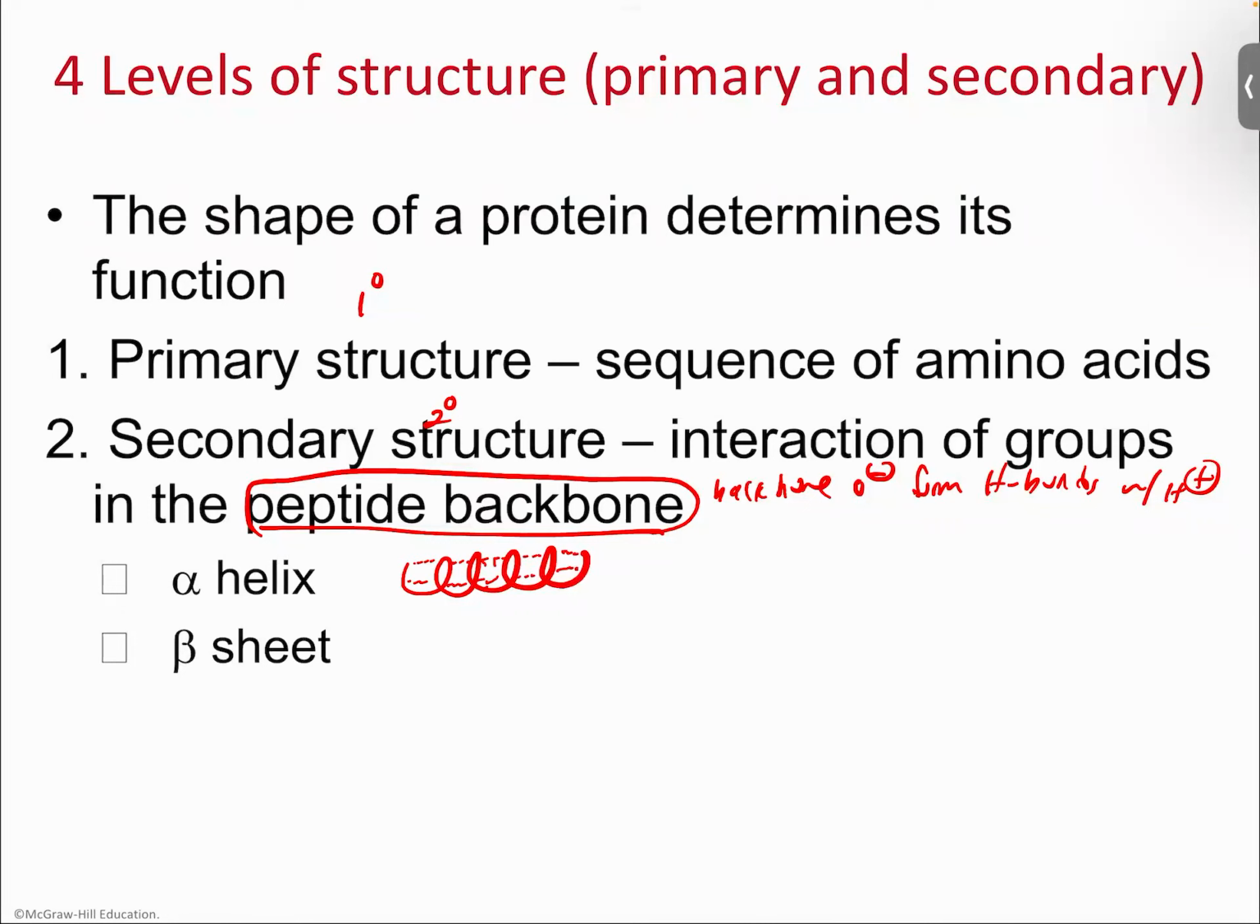Or it'll form what's called a beta pleated sheet, where it kind of folds like a little sheet, and it's held together with hydrogen bonds. So that's secondary structure. And you see that in every single protein because they have a common backbone, that NCC, NCC, NCC repeating unit. However, where the proteins get different is in what you do next.